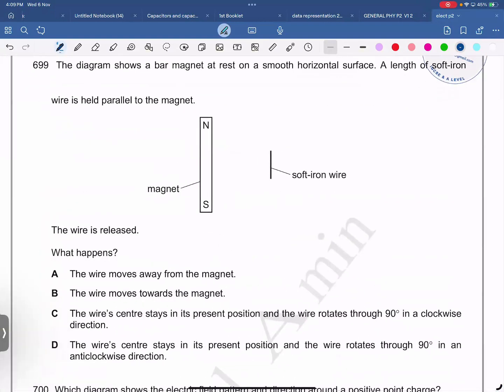Question number 699. The diagram shows a bar magnet at rest on a smooth horizontal surface. A length of soft iron. Soft iron is magnetic material. It is always attracted to magnets. So wire is held parallel to the magnet. Wire is released. What happens? Certainly when you release, it will be attracted towards magnet. So let's see which option is indicating the attraction. A, the wire moves away. No. The wire moves towards. Yes. It is attracted. So attraction will be towards the magnet.